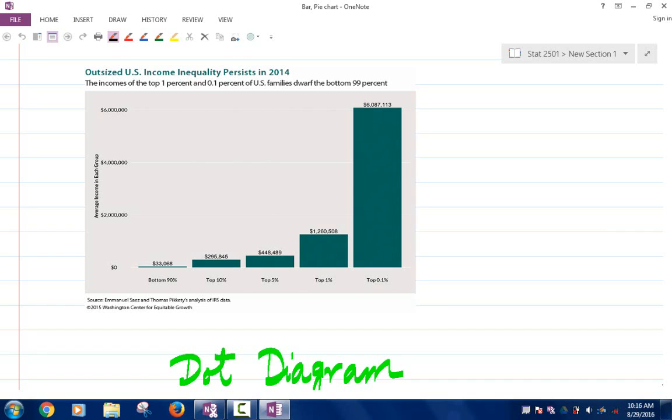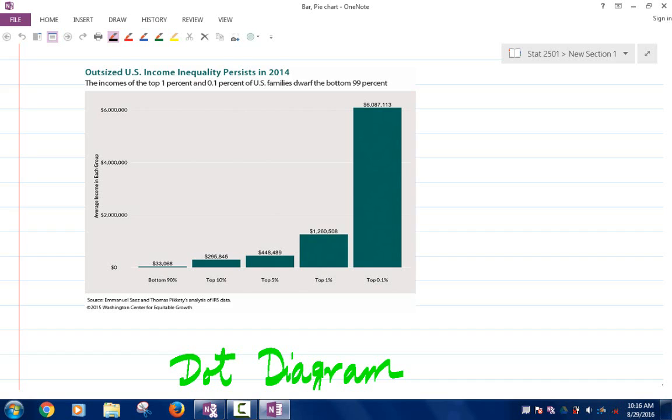On the vertical line I have average income, right? The average income for the top 1/10 of 1% is about 6 million, I think. Is that right? Yeah, that's 6 million. Top 1% is, let's just say 1.3 million. Top 5% about 450,000. Top 10%, 295,000, about 300,000. Bottom 90% is 33,000.